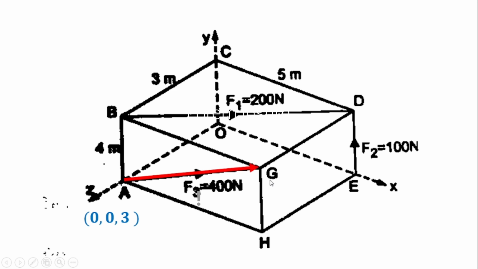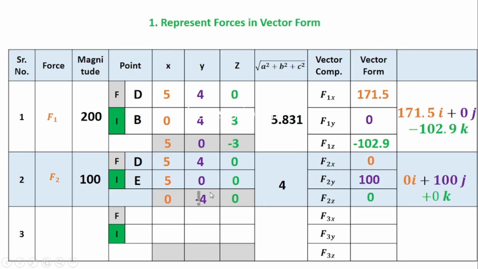So for G, the X component is X equal to 5 meter, Y is equal to 4 meter, and Z is equal to 3 meters. So 5, 4, 3 are the XYZ coordinates of point G. X is 5, Y is 4, and Z is 3. And the magnitude of force is 400 Newton. Put the values in the table. F3 magnitude is 400 Newton. The initial point is A and the final point is G. The coordinates of point G are 5, 4, 3, and A are 0, 0, 3.